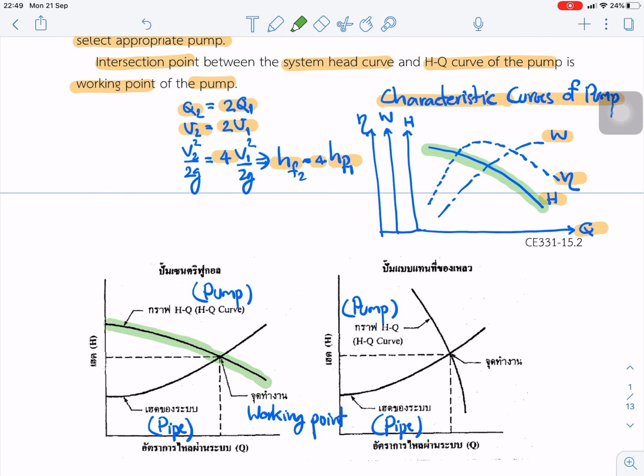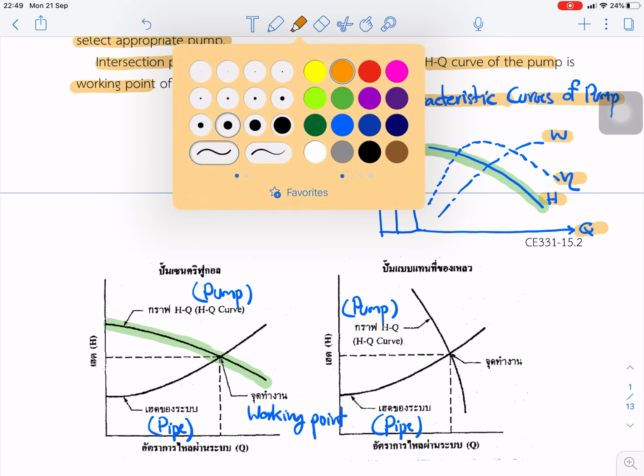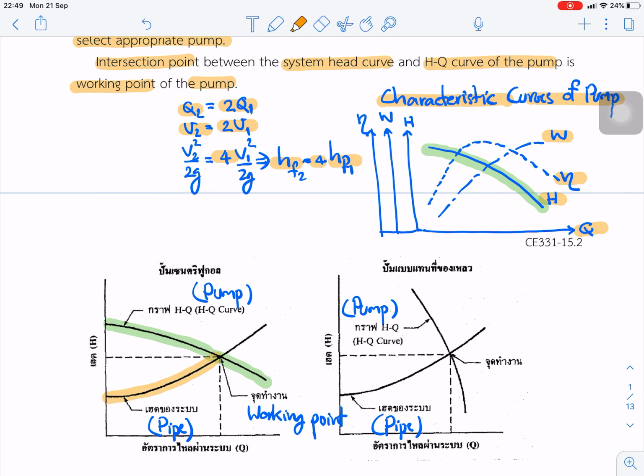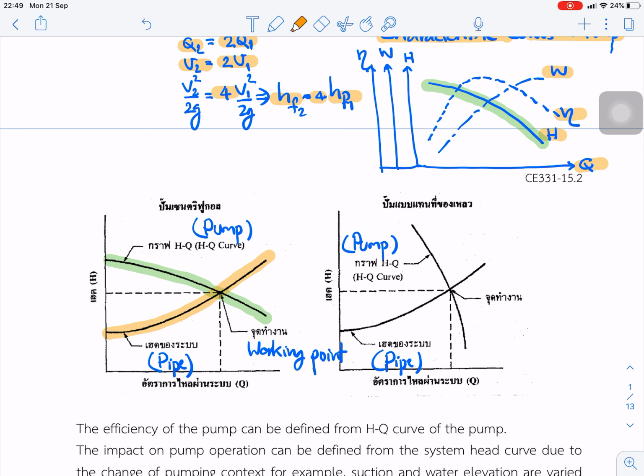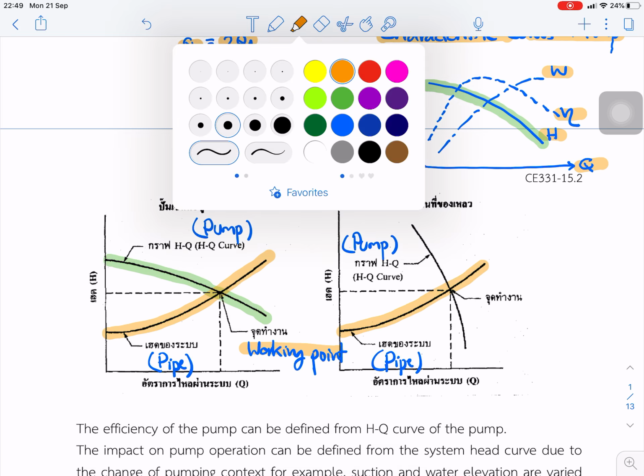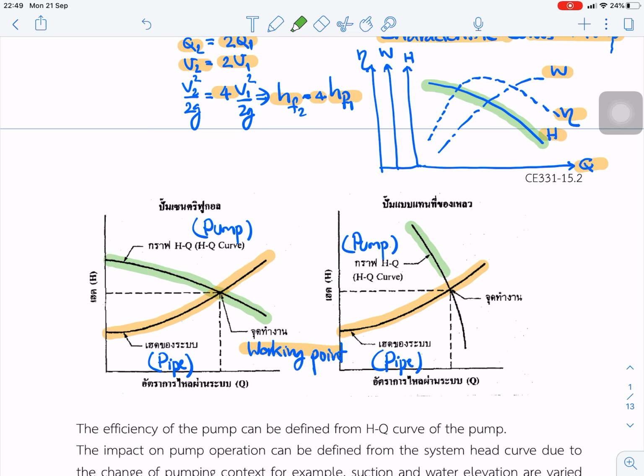The green line is the H-Q curve of the pump, and the orange line is the system head curve of the pipe. The intersection point we call the working point between pipe and pump. This one is similar, but for a different type of pump. So this is a steep H-Q curve. That is the matching point.